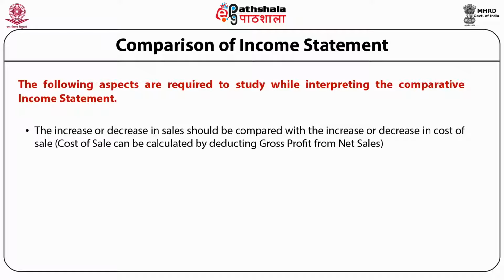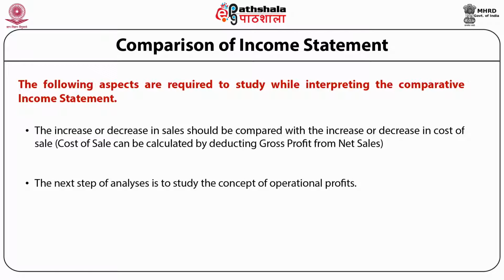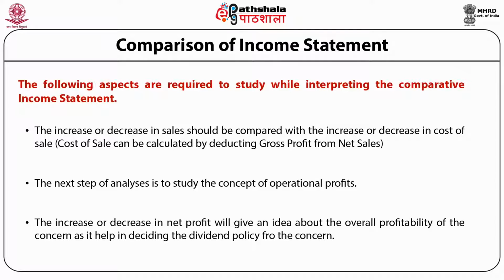Cost of sale can be calculated by deducting gross profit from net sales. Second point, the next step of analysis is to study the concept of operational profits. Third step, the increase or decrease in net profit will give an idea about the overall profitability of the concern, as it helps in deciding the dividend policy for the concern.